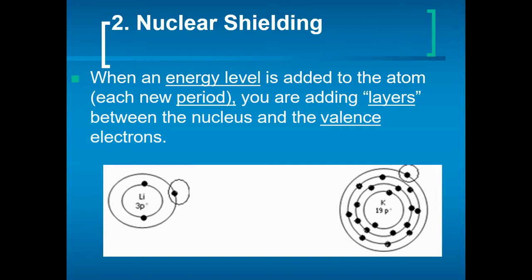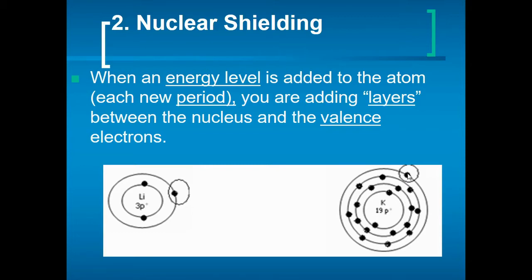But the difference between them is the number of energy levels. Lithium is in the second period, so it's got two energy levels, and here is its one valence electron. Potassium has four energy levels. It's got 19 protons, 19 electrons, so it has one valence electron as well. But these protons have a harder time seeing it because there are all these electrons in the way. So it's going to exert less of a pull on that electron because it's being shielded, nuclear shielding.